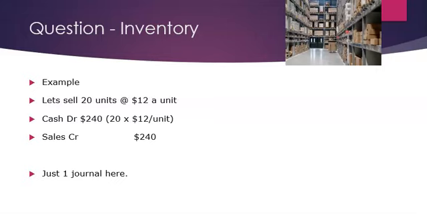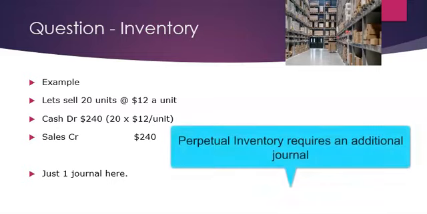Now let's sell 20 units at $12. The journal entry, cash debit, sales credit. How did I get the $240? Well, it's 20 units multiplied by $12 a unit, and hopefully you can see that. And we're presuming here that we've sold the goods for cash. So this is under the periodic inventory system. This is our journal, and you might compare that to our previous video where we only have one journal here.